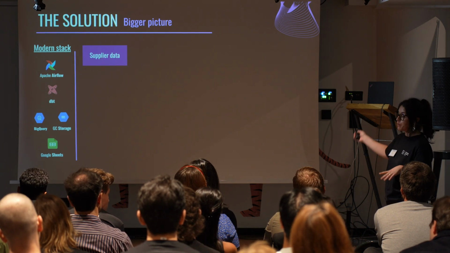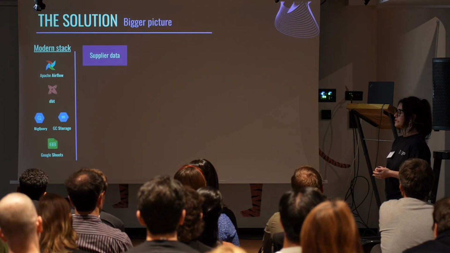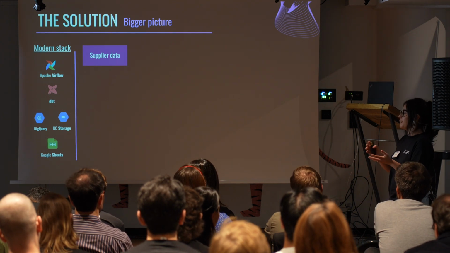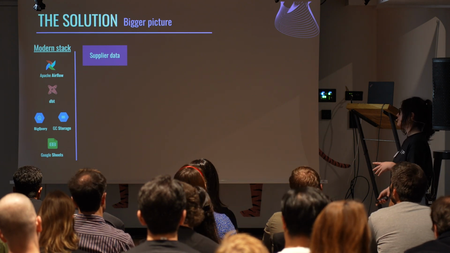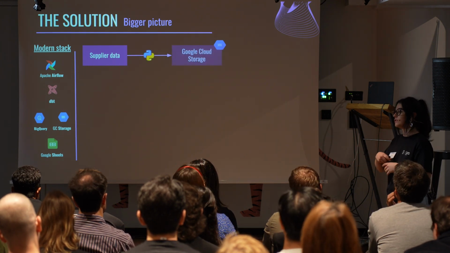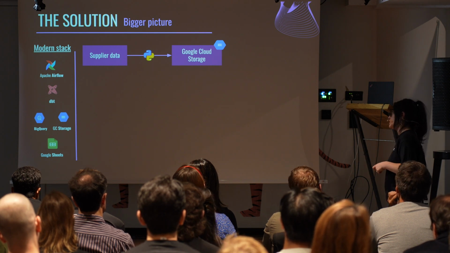So basically, we start with our supplier data. Any of our producers supplies us with a list or whatever data type, with their prices, their catalog, and so on. And we use Python to connect to either a server or an API, and store this data in Google Cloud Storage.